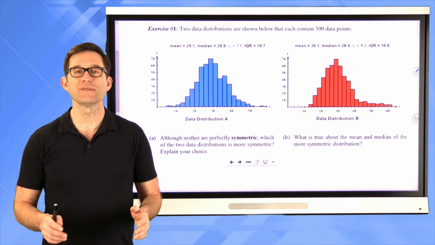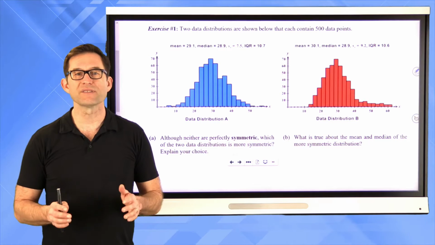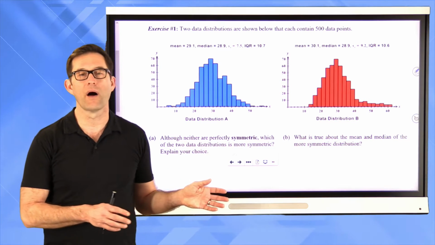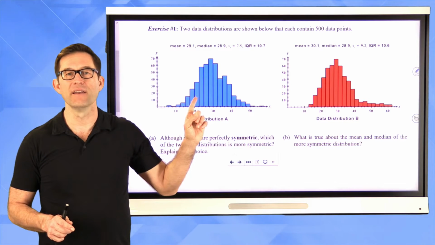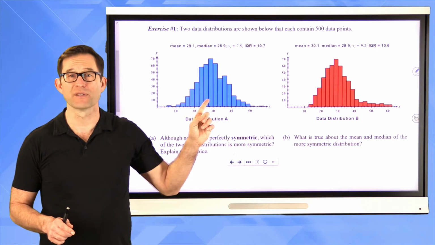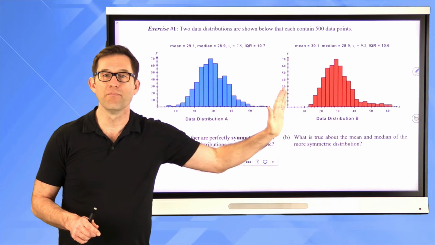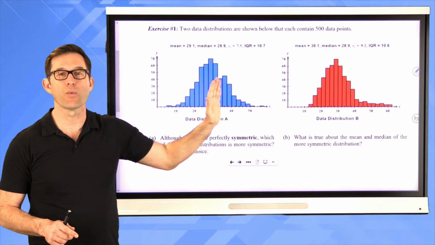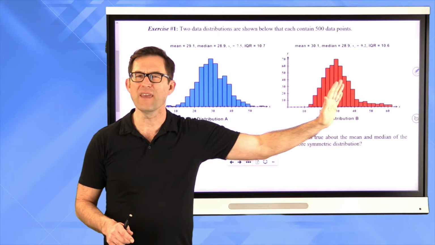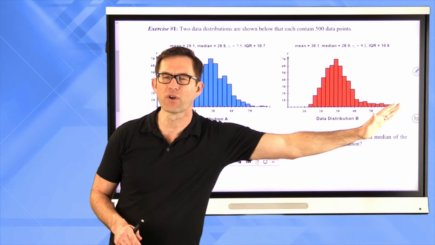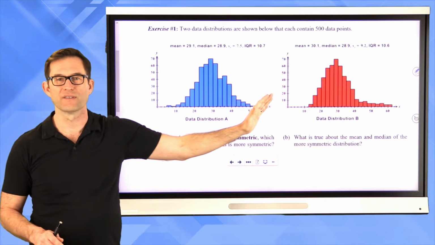Well, symmetry means it looks the same on one side of a vertical line as it does on the other side of a vertical line. And for that, data distribution A is certainly more symmetric. It looks basically the same whether you're going this way or that way, whereas data distribution B looks very different going to the right than going to the left.